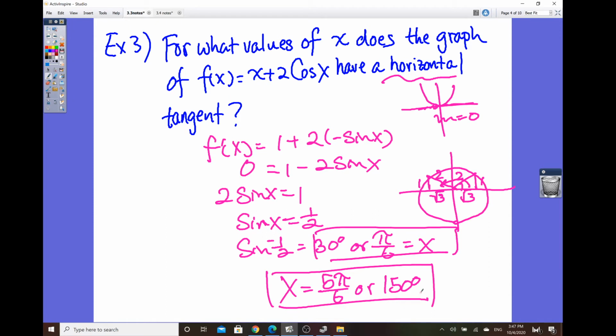Okay, so that's the way to do it. Again, it's 1/2, not negative 1/2. The ratio is positive.